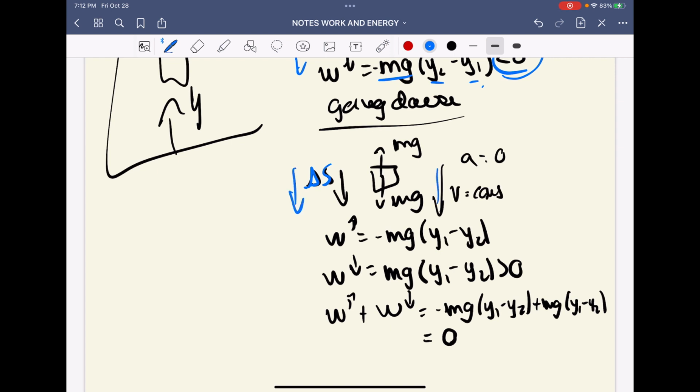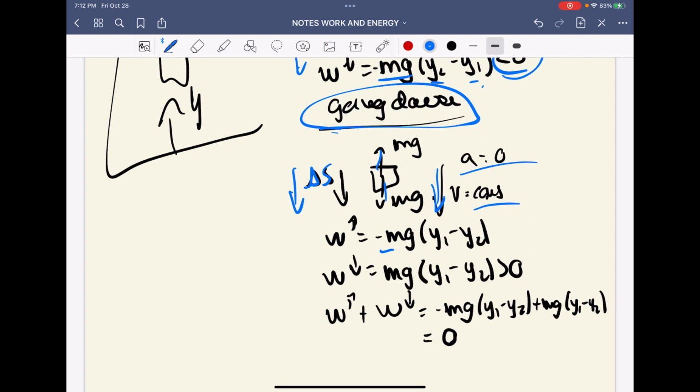You have the velocity, which is also going down, which is constant, so acceleration is 0. And now you have the force mg right here. So the work in the upwards direction is going to be negative. Why? Because it's going downwards. So it's going to be minus mg times y1 minus y2.